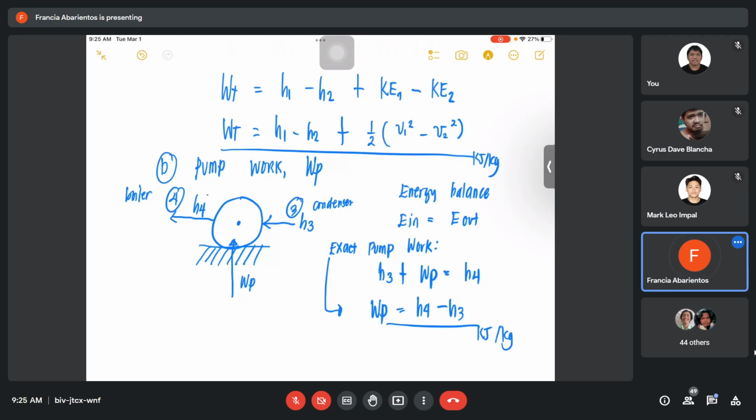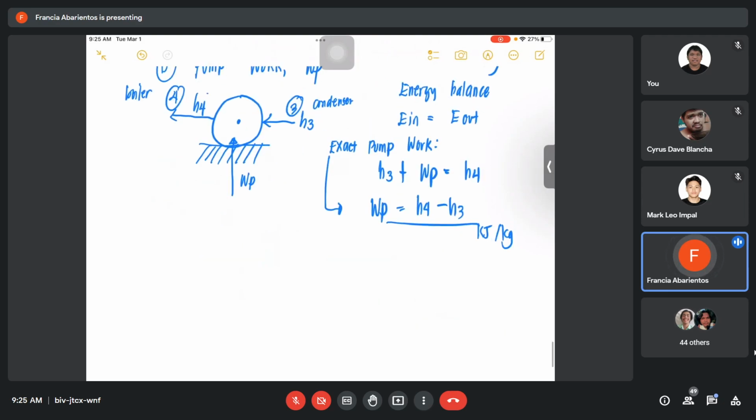Okay, class. If we have the exact pump work, kadalasan class in finding the pump work, hindi to ginagamit. Take note, hindi to ginagamit, but this one, yung approximate pump work. Bakit, ma'am? Tatanong kayo.